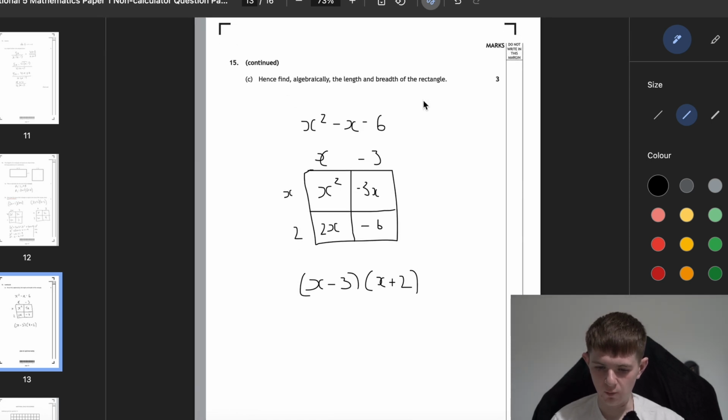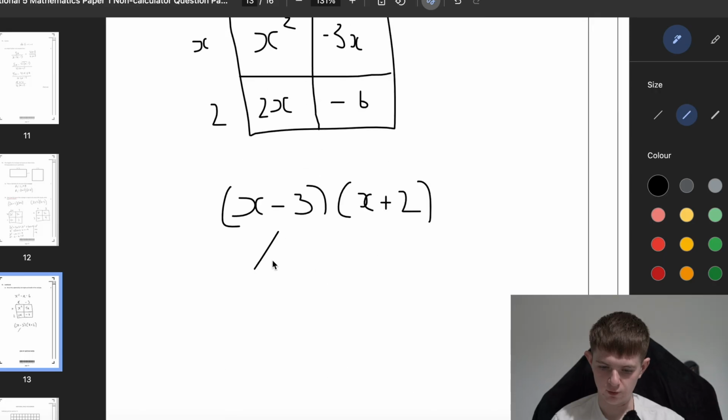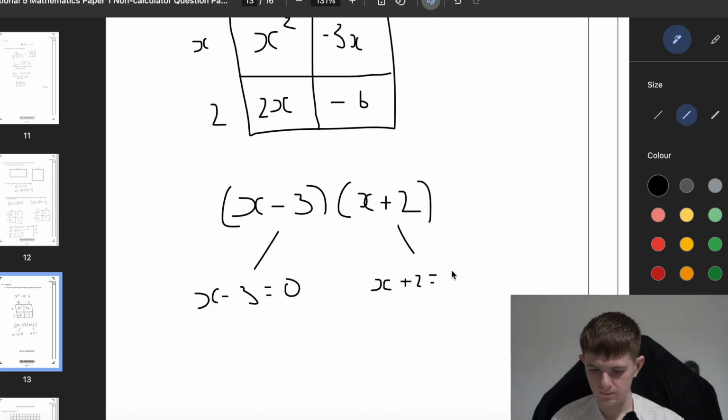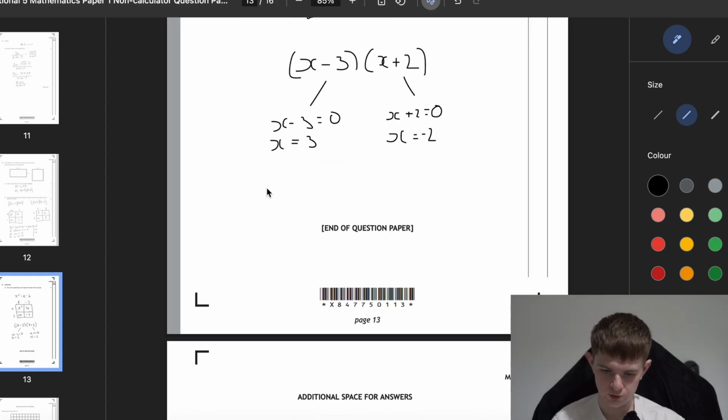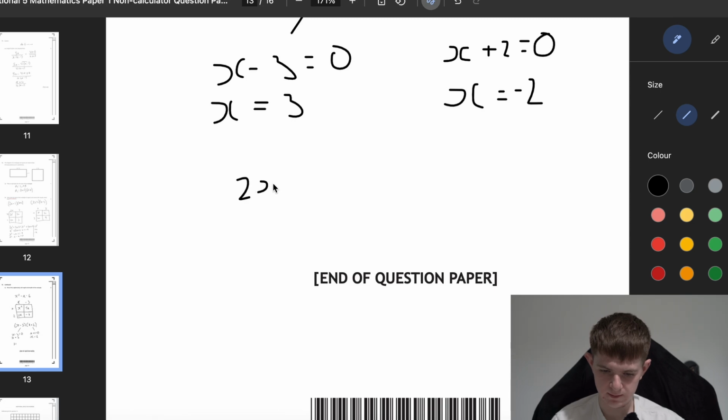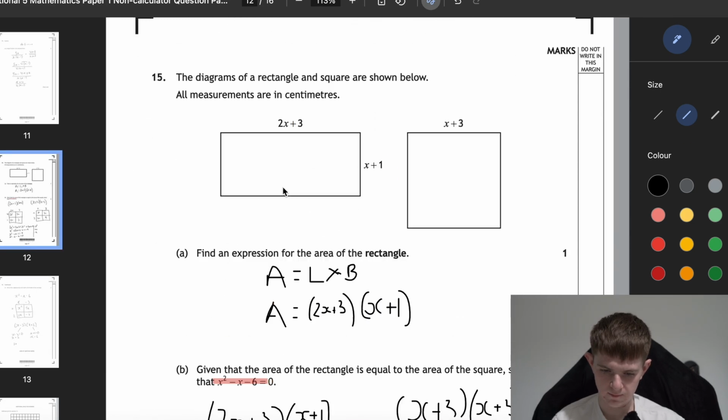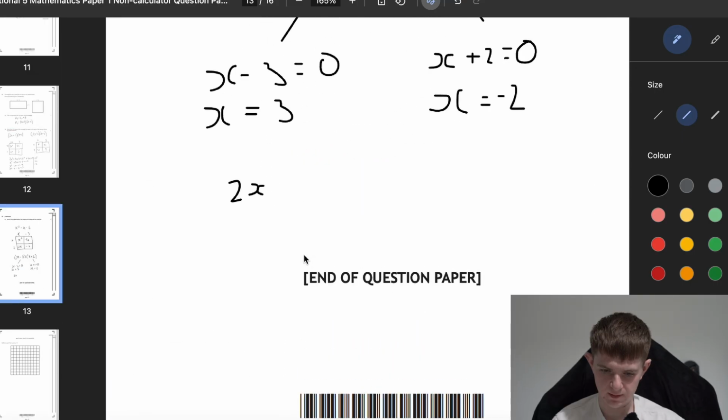And it's asked us to solve it. So we need to figure out what the values of x are. x take away 3 equals 0. x add 2 equals 0. To figure out what x is, here we're just adding the 3. And in here we're going to take away the 2. So x equals negative 2. So the 2x add 3, add 3, x add 1 I believe.